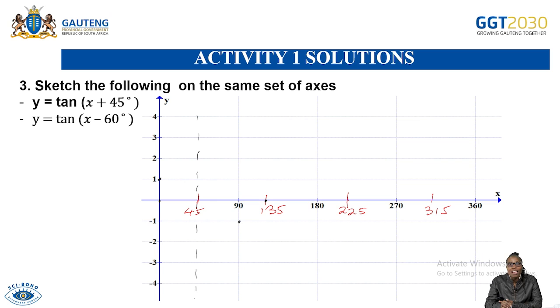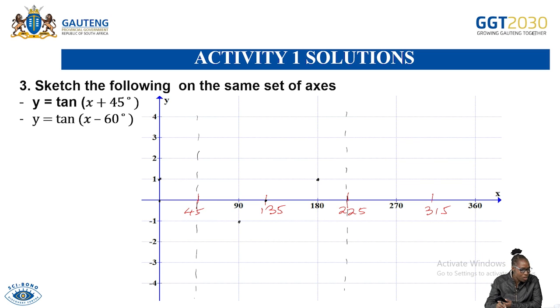And when it is 180, what is my y? At 180, my y is positive 1. I have a point over there. And when it is 225, what is my y? At 225, my y is undefined again. There goes my second asymptote. And that tells me one thing, that I will have a full shape of the graph between my first asymptote and the second asymptote. I will have a full cycle.